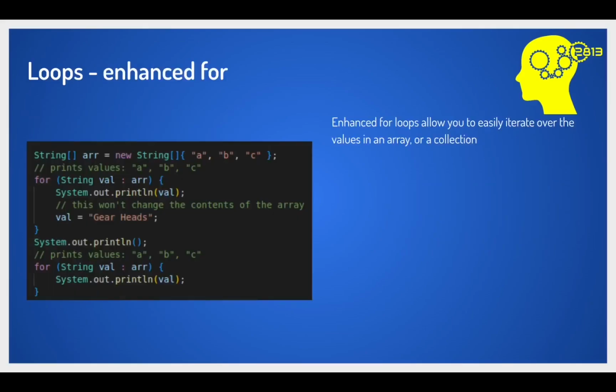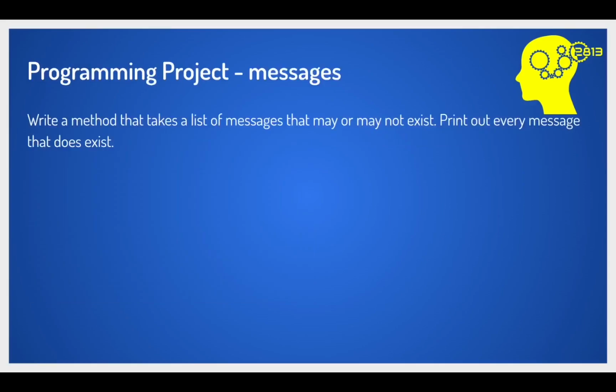And enhanced for is also similar to a for loop, but it's basically used to iterate through an array or a collection. Okay, so this is your programming project, your first one of the video. You're going to write a method that takes a list of messages that may or may not exist, and then print out every message that does exist.